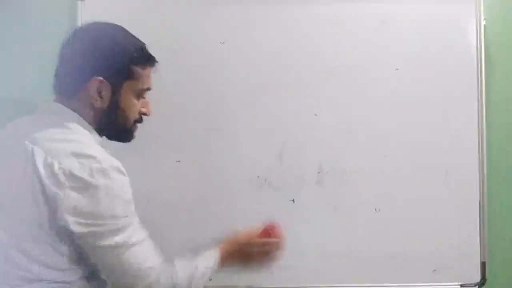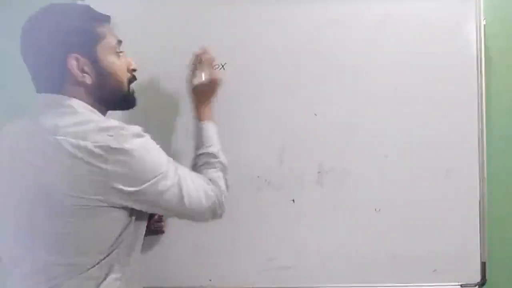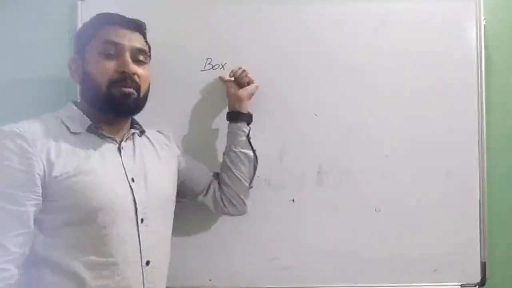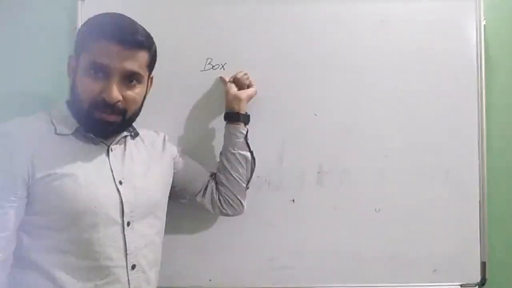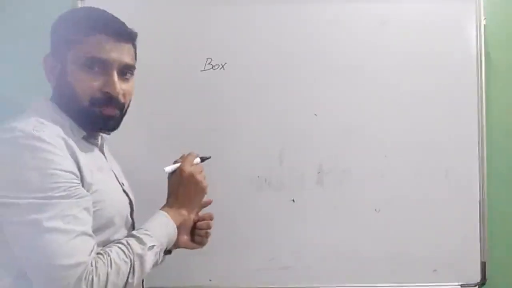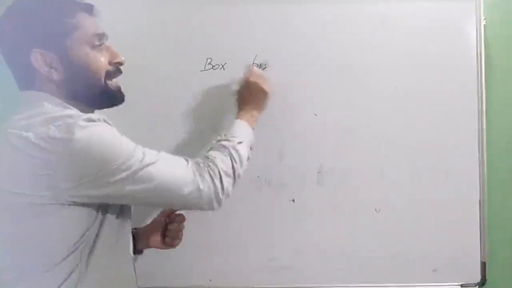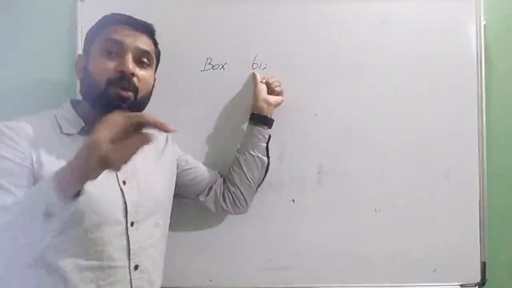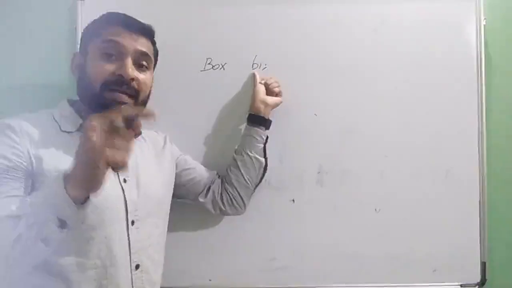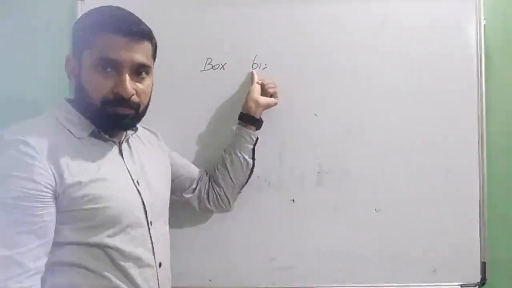Now, how to create an object? It is very simple. We have a class named box. This is a newly created data type, a user defined data type. Now we are going to create an object of this class, say B1. This will create an object. So B1 is an object. B1 is an instance of this class box.